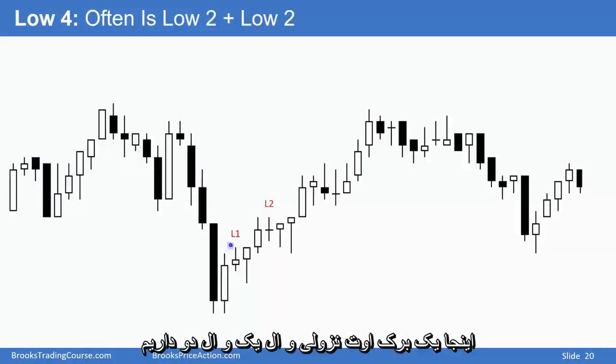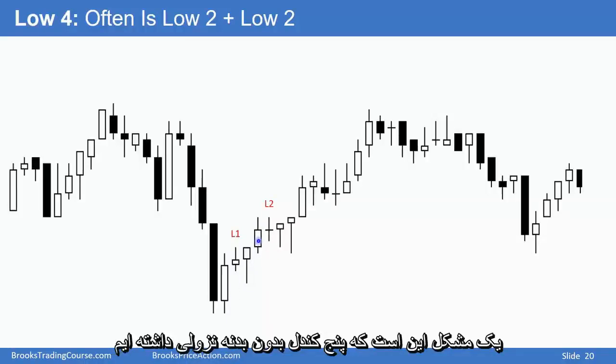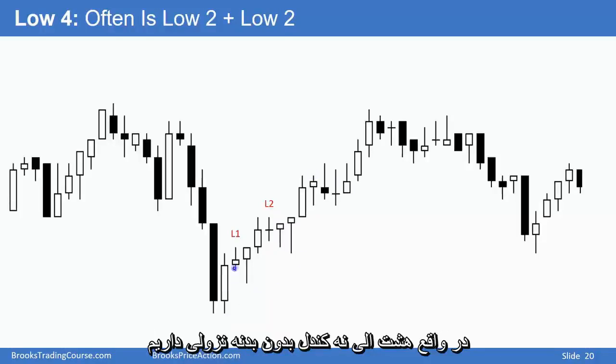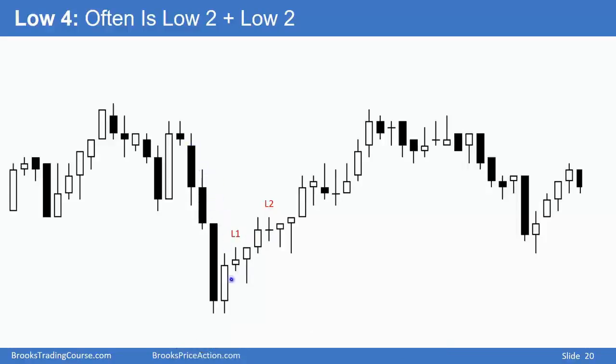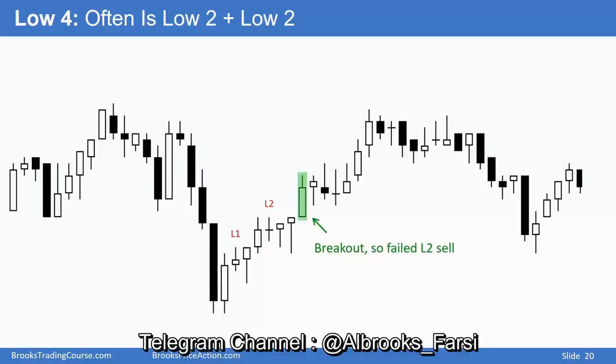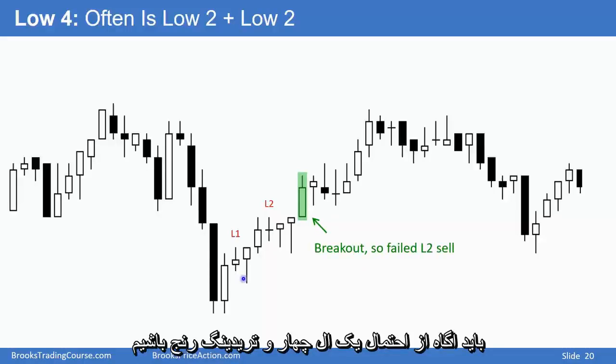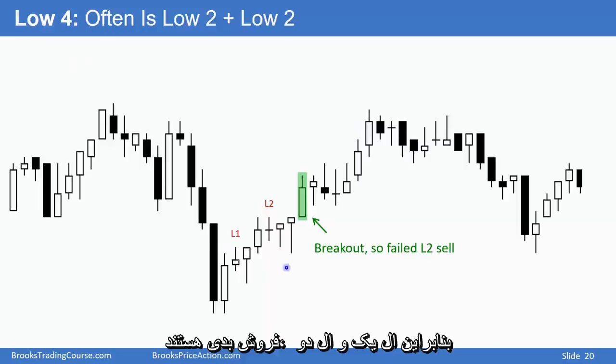Here we have a bear breakout and a low 1 and a low 2. One problem is you get 5 bars without a bear body. In fact, you get 8 or 9 bars without a bear body. So this is not a very good looking low 2 sell signal, despite a very strong bear breakout. However, you have to be aware of the possibility of a low 4 and a trading range. So low 1, low 2, bad sell.